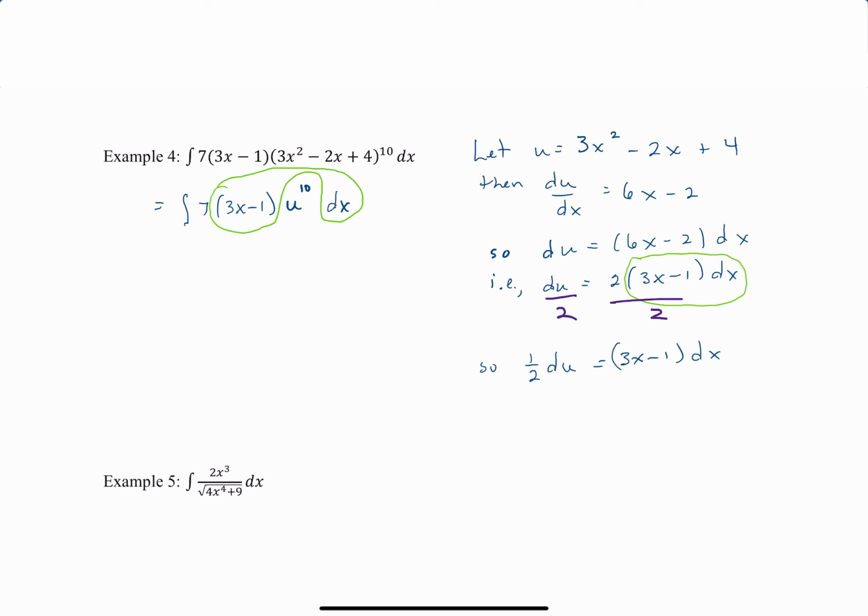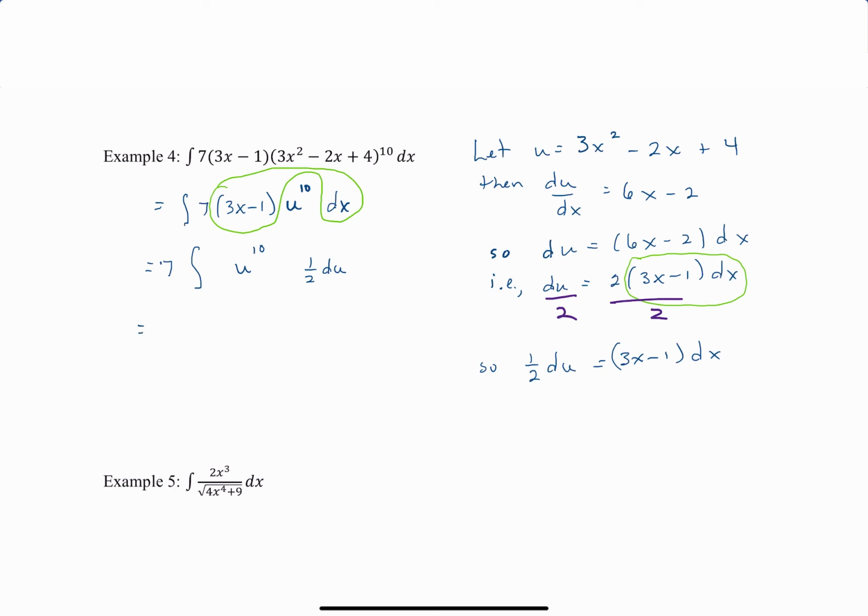So let's do that. I'm going to bring that 7 out to the front. You can put the 1/2 out front right now if you want. Usually I would just stick it out front, but I know this is new to you guys, and I don't want to split up the different things that we're putting in so that you can't easily see what we put in for what. Okay, so I've got the 7 out front. The 3x minus 1 and the dx are all swallowed up in the 1/2 du, and then we have our u to the 10th power.